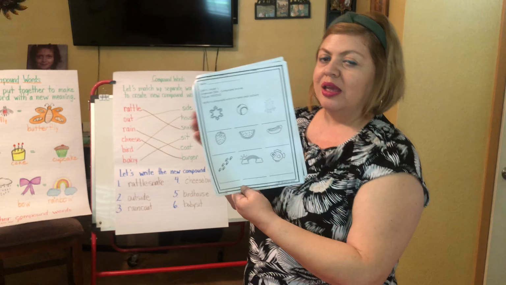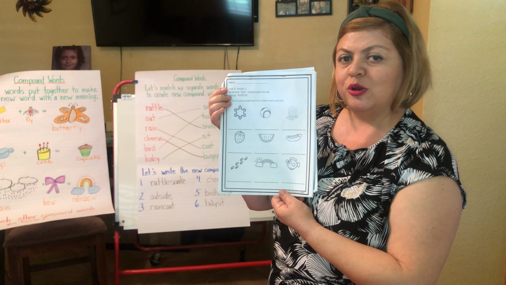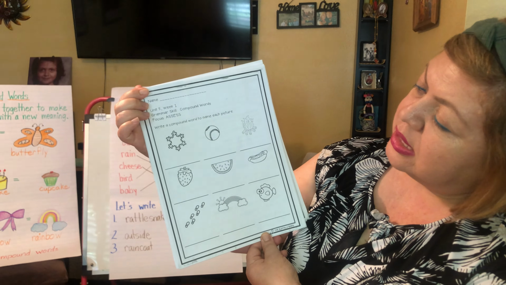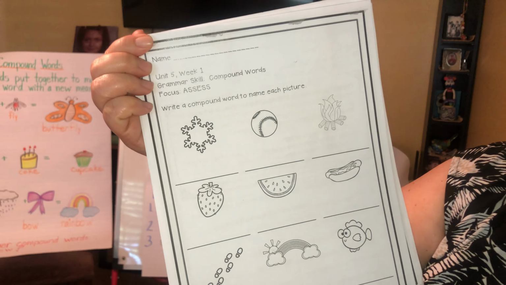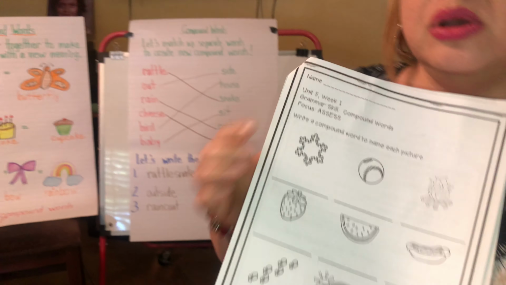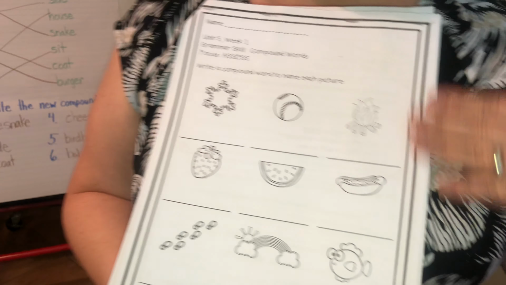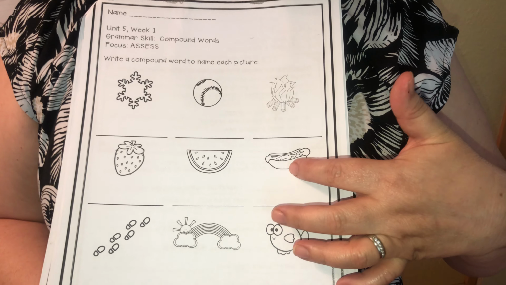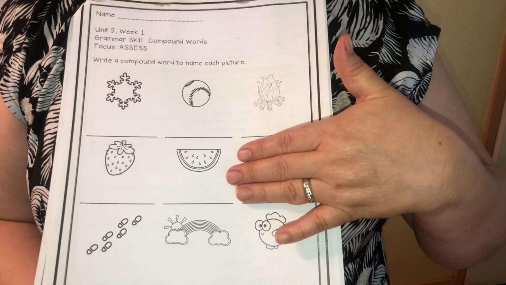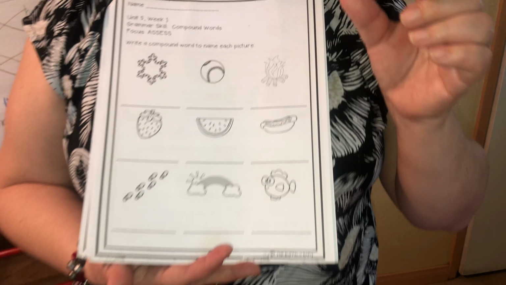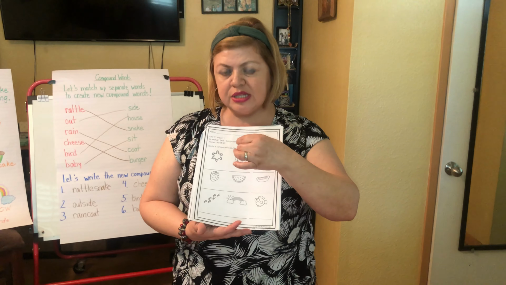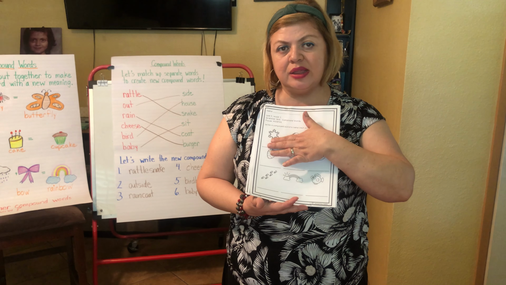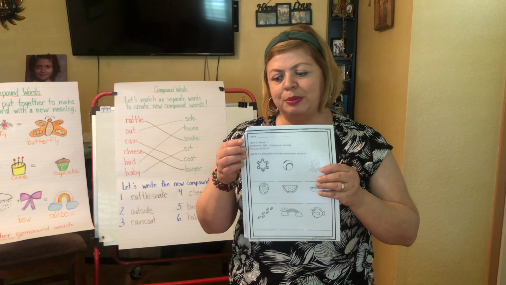And then you have one final page. And that page gives you, they want you to write words to match each picture. So big clue or big hint, we're working on compound words. So every word that you write should be a compound word. So you're going to think of the 2 smaller words that are put together to form the compound word. So you look at the picture and write the compound word that matches the picture.